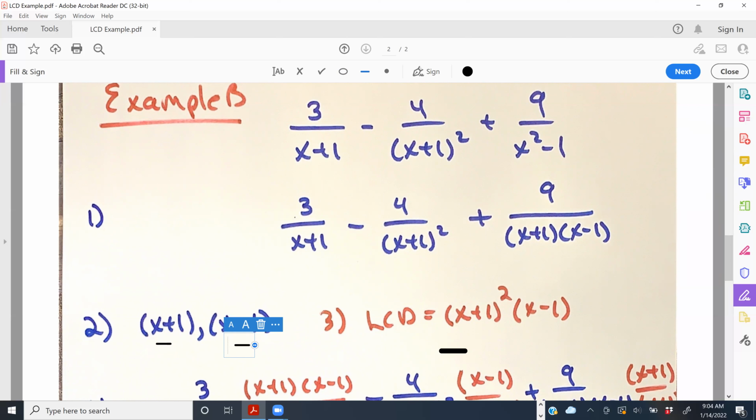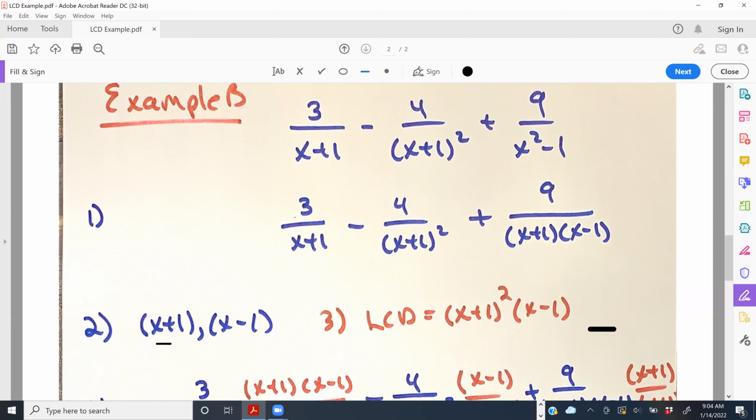Now, over here, we're going to multiply together the highest power of each factor. Now, there's an x plus 1 here, but there's an x plus 1 squared here, which is where I get the squared term for this part right there, is that that's the highest power. The highest power of x minus 1, well, there's only one x minus 1, and that's implied it's to the first power. So that's what we'll multiply together. And here in total is our LCD.